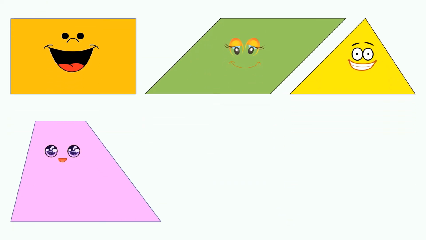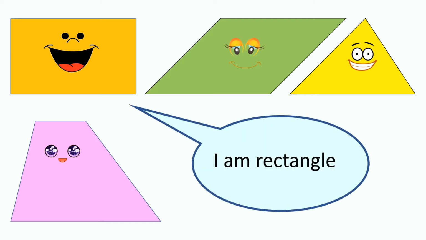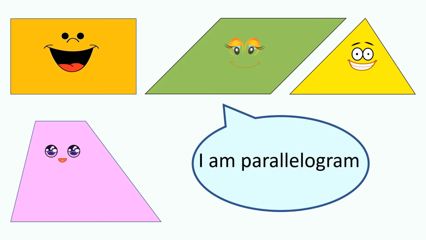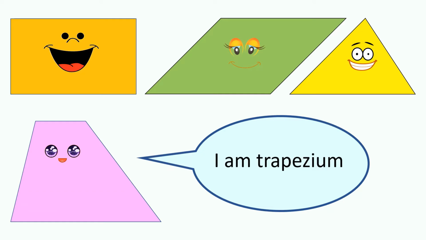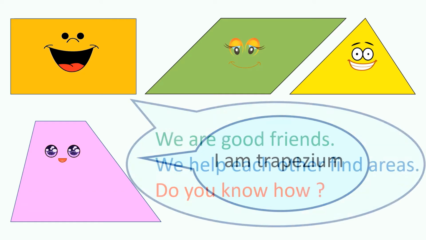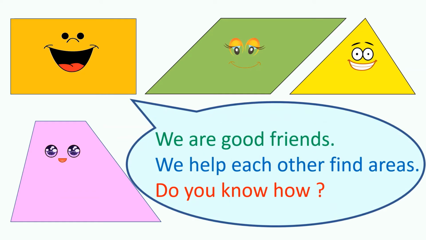Let me introduce my 2D shape friends. I am rectangle. I am parallelogram. I am triangle. I am trapezium. We are good friends. We help each other find areas. Do you know how?